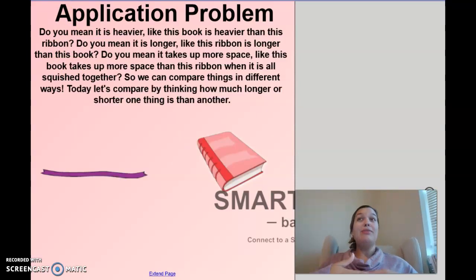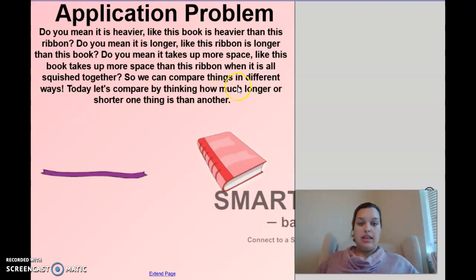Okay, so when we talk about taller and shorter and longer and wider, those are all terms we use when we talk about measurement. So this is a measurement unit. We're going to be talking about things that are heavier and lighter. We're going to be talking about things that are longer and shorter. We're going to talk about things that take up more space and take up less space.